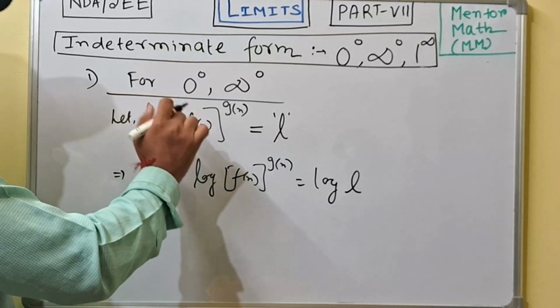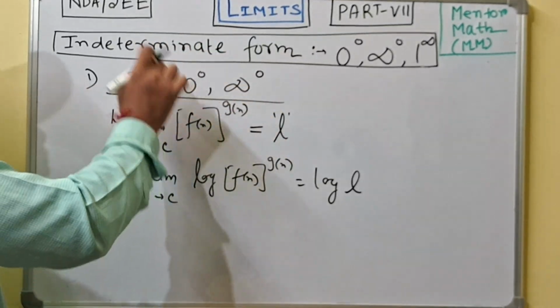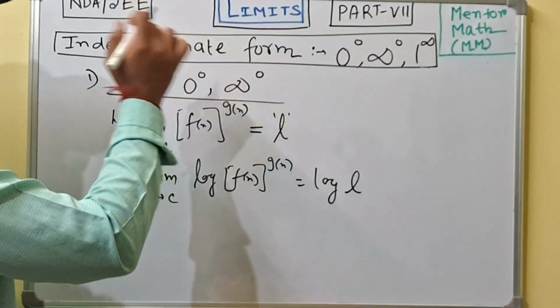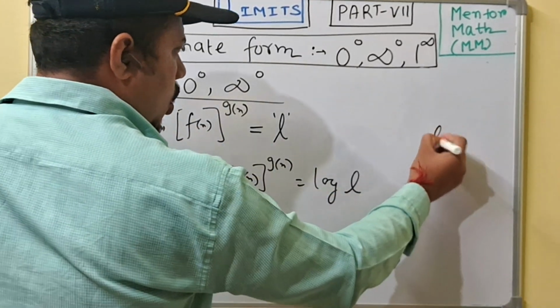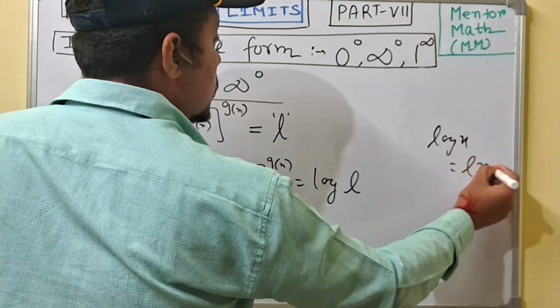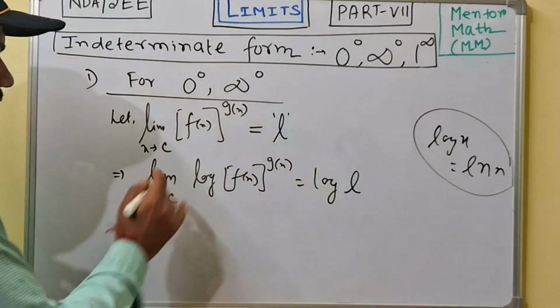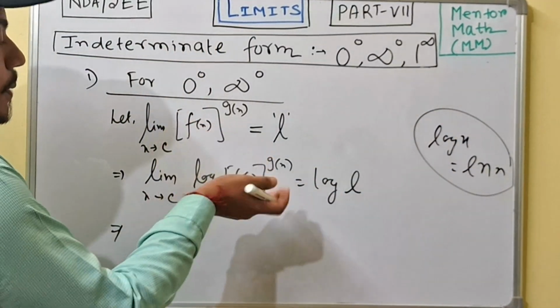Okay, so if you see function to the power function and that form is 0 to the power 0, infinity to the power 0, that time you can take both side log. You can represent also ln x. Okay, so now you can use the properties of logarithm.